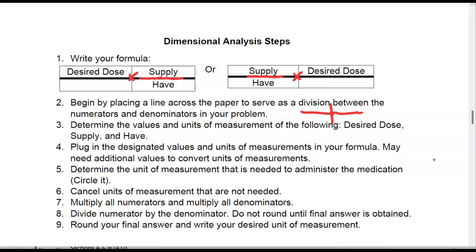Then determine the value in units of measurement of the following. So you want to know what is your desired dose, how is it supplied, basically how are you going to administer it. Does it come in tablets, right? Does it come in capsules, mLs? So you have to figure that out. And how it is supplied, how much is in it in that form. So how many milligrams, depending on what medication it is. So what's the dose?